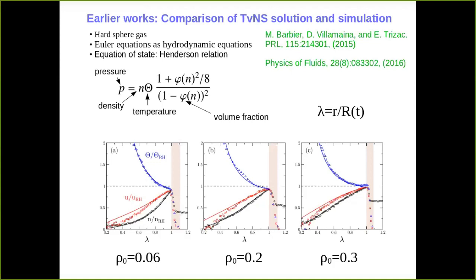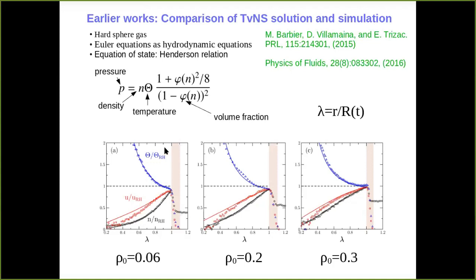So one needs an extra equation, the equation of state, by which one can express the pressure in terms of the other 3 fields. They used one realistic relation between pressure, density, and temperature. This is called the Henderson relation, where phi is the volume fraction, that is, the volume of all the particles divided by the total volume of the system.